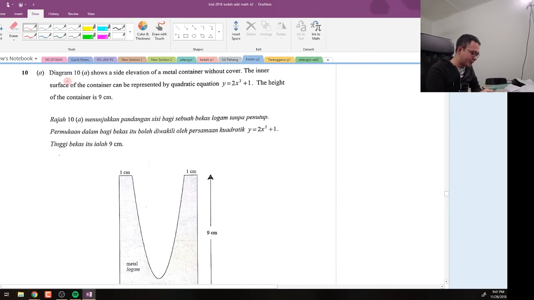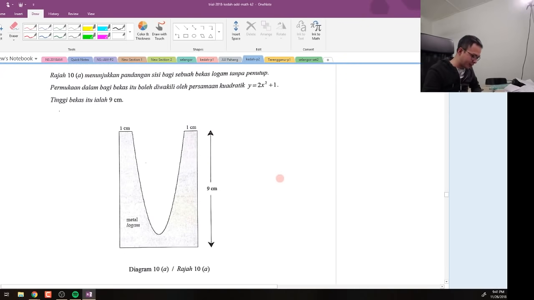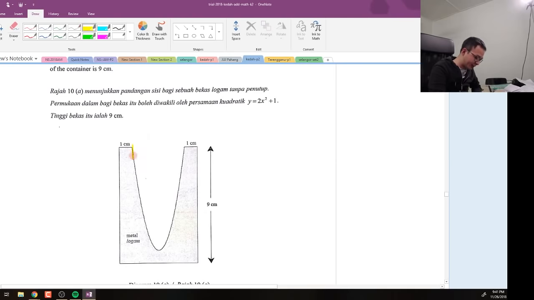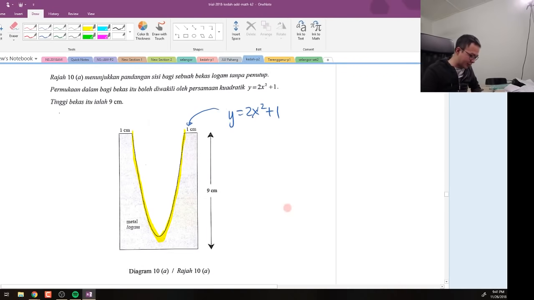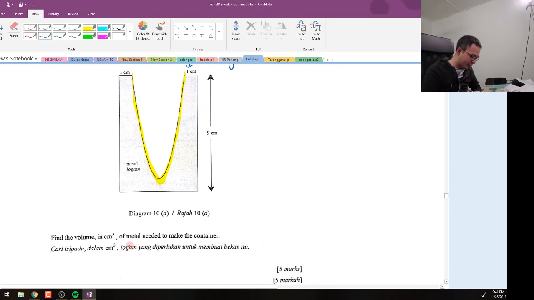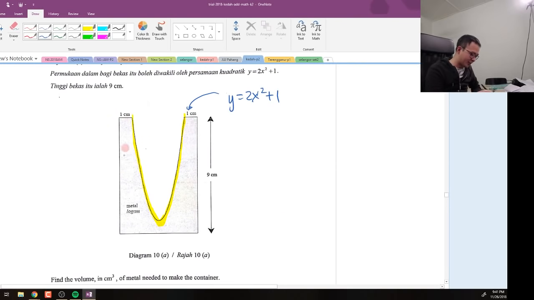So you can see diagram 10 shows a side elevation of a metal container without cover. The inner surface of the container can be represented by this equation. The height of the container will be 9. So basically they are talking about this surface here, which is represented by the equation y equals 2x squared plus 1. Then find the volume of the metal needed to make the container. So basically we need to find what this volume is.